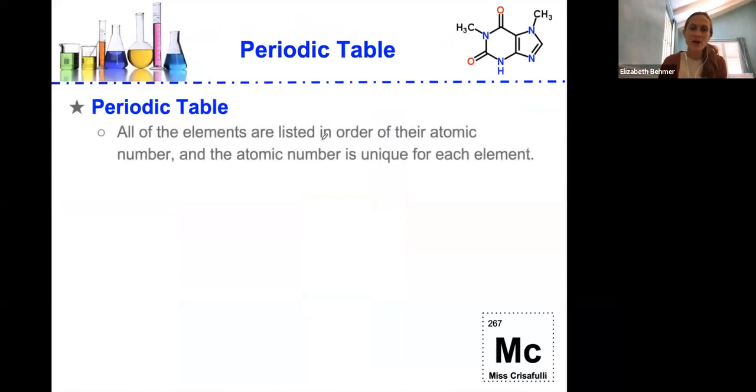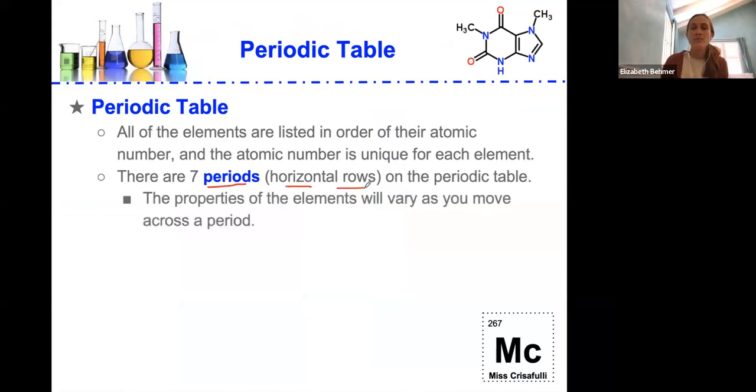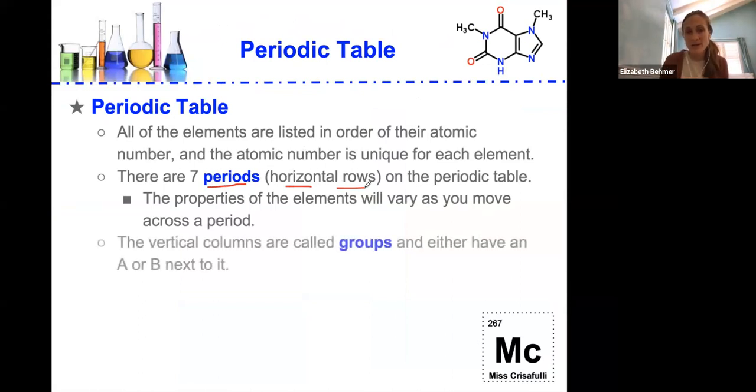In the periodic table, all of the elements are listed in order of their atomic number, and the atomic number is unique for each element. There are 7 periods, which refer to the horizontal rows on the periodic table, and the properties of the elements will vary as you move across a period. The vertical columns are called groups and either have an A or a B next to it.